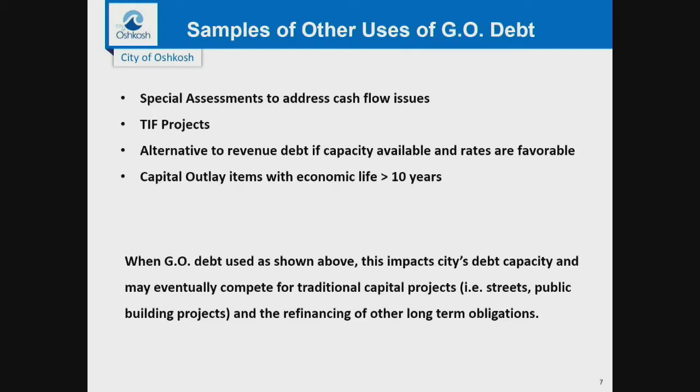So, some samples of our GO debt that we have used. Recently, 2017 was our first year in which we applied special assessment and we started to borrow for those versus waiting for those payments to come in. That was a cash and fund balance situation, as the cash payments were not coming in more than what we were expending. And so to front load those with debt, and then now the payments will be repaying the debt that was issued. We've used it for some TIF projects and also as an alternative revenue debt if there is available capacity.